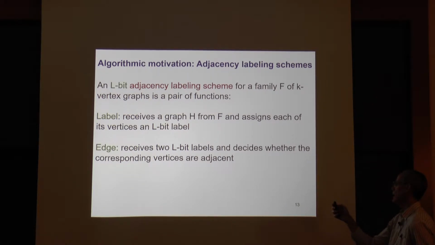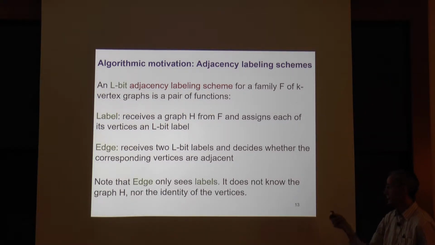When we have again a family F of k-vertex graphs, I want to define what is an L-bit adjacency labeling scheme. Formally, this is just two algorithms. In my case, they will not even have to be efficient algorithms, but it's better if they are also efficient. So the algorithm label gets a graph from the family, and it assigns an L-bit label to every vertex. And then the algorithm edge gets two labels, and as a function of the labels, it tells you if the two vertices are connected or not. But it's important, I wrote it here, that the algorithm edge only sees the labels. It does not know the graph edges or the identity of the vertices. It just sees two labels.